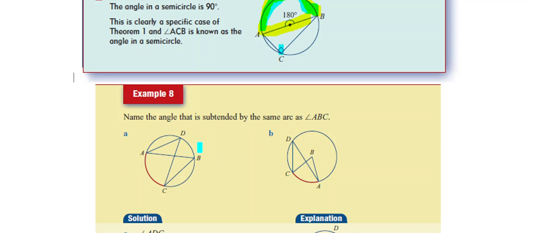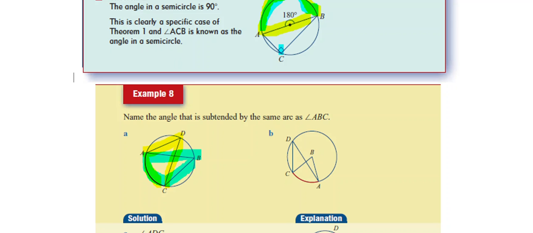So, ABC, can we see that we're referring to this arc here? Okay, so ABC, that's one arc that's covered by the arc AC. Another arc that's covered by AC would be this arc, ADC.